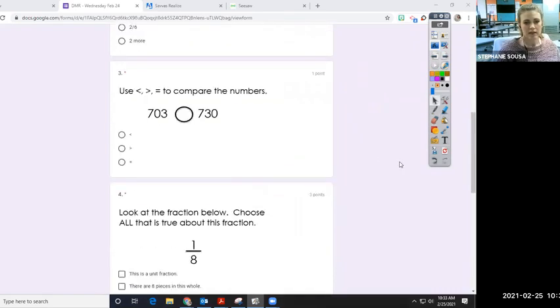Next, question 3. Use less than, greater than, or equal to compare the numbers. 703, 730. Both of these have 7s in the hundreds place, so we've got to go look at the tens. 0 tens and 3 tens. 3 tens is greater than 0 tens, so this will read 703 is less than 730. Should have selected the first symbol.